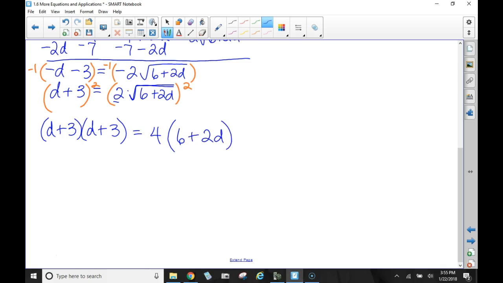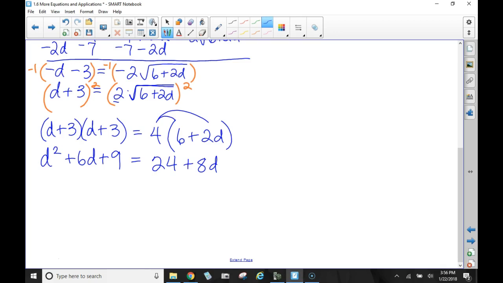Now, we have kind of a mess, but at least we have an equation that's free from radicals. So let's do our algebra moves and get that solved. FOIL out the left-hand side: first, outer, inner, last. That's what I did there. Combining the 3d and the 3d to give me 6d. Here, I'm going to run the 4 through, so we'll have 24 plus 8d.